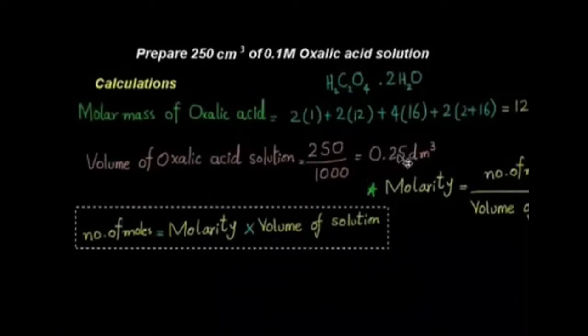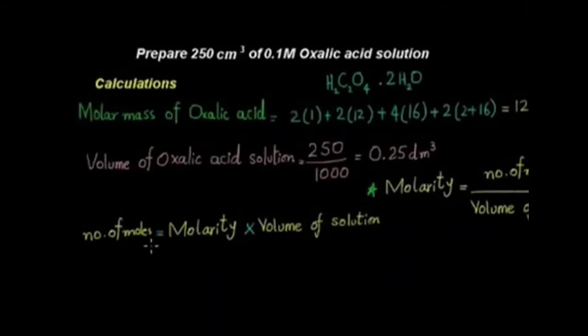So now we have to put the values. Volume of the solution is 0.25 decimeter cube and molarity is 0.1. Now by putting the values in the formula, 0.1 into 0.25, we will get the number of moles. After calculation we get the value 0.025 moles. So in this way we find the number of moles.